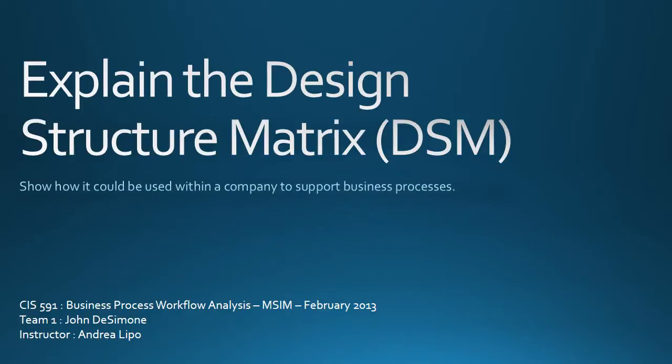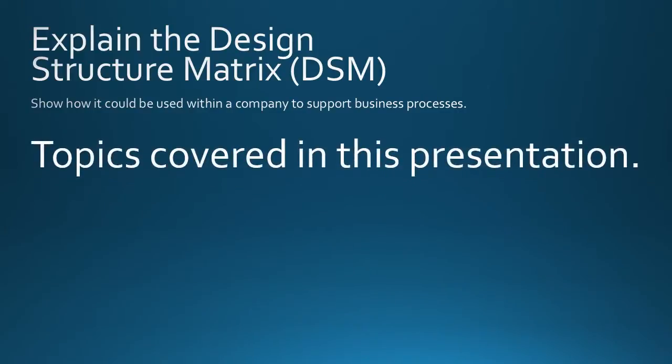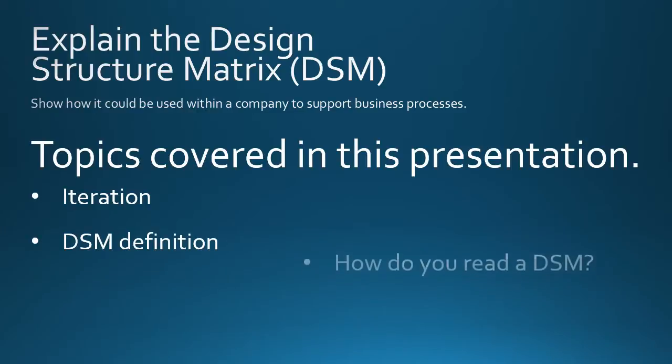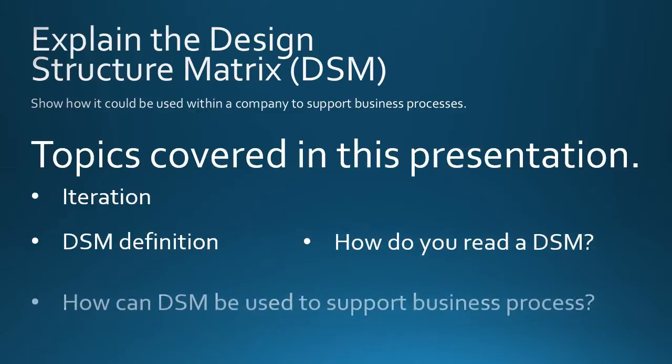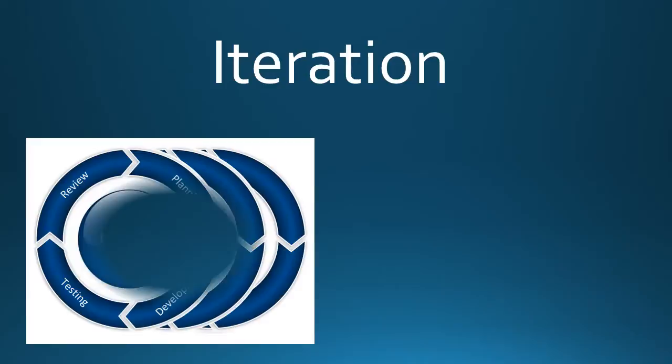My presentation, Explain the Design Structure Matrix, shows how it could be used within a company to support business processes. The topics that I go over here are iteration, DSM definition, how do you read a DSM, and how can DSM be used to support. I start with iteration because it helps me define DSM, and so we'll start.